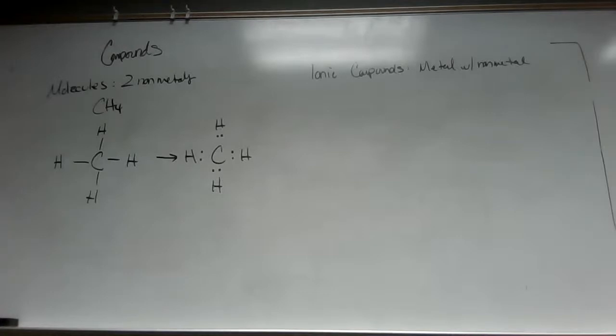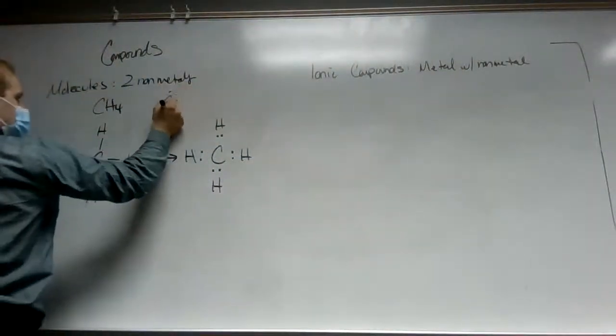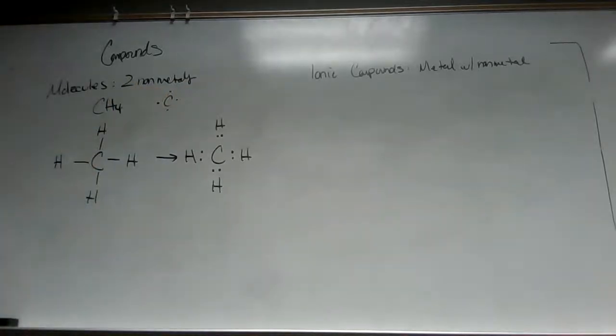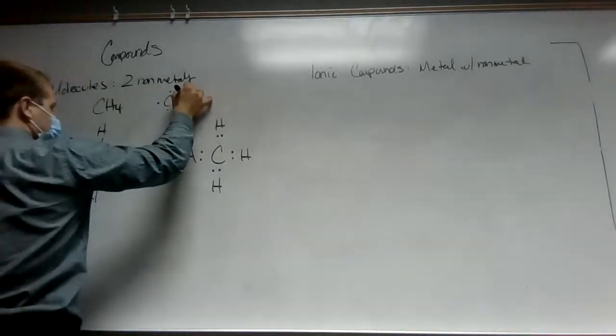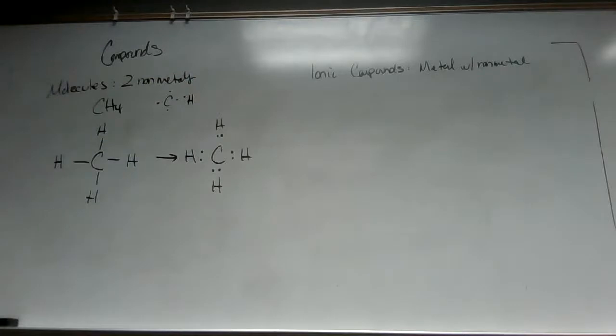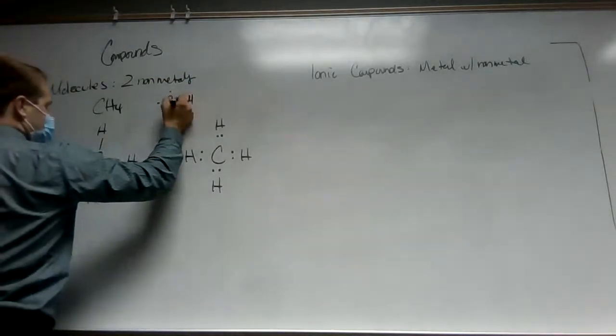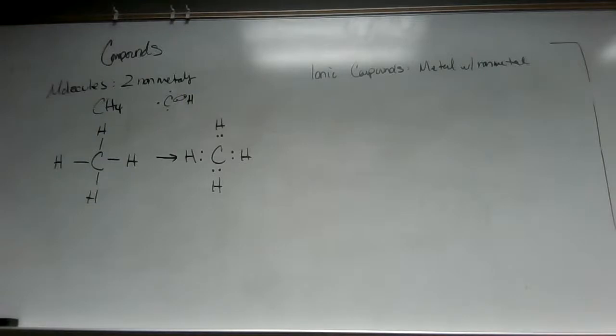Carbon, over here in the fourth group, has 4 electrons. You have carbon, which has 4, wants 8. Hydrogen has 1 and wants 2. So when these come together, they end up sharing these electrons in that bond. All 4 hydrogens get their 2 electrons, and carbon gets a total of 8. That's what we have here.